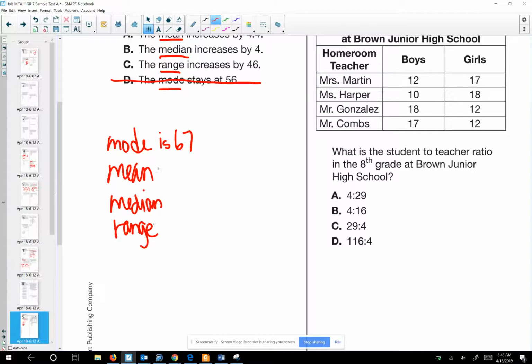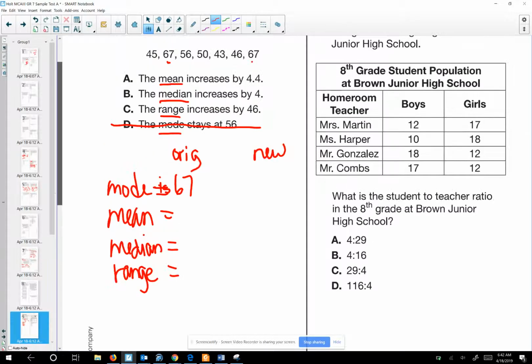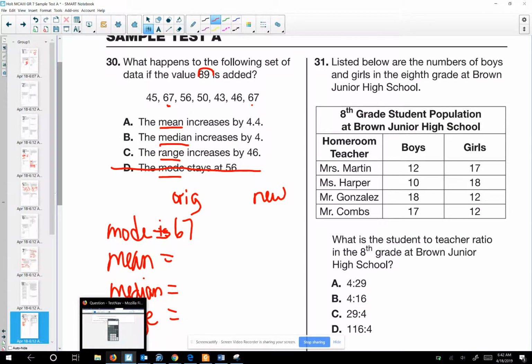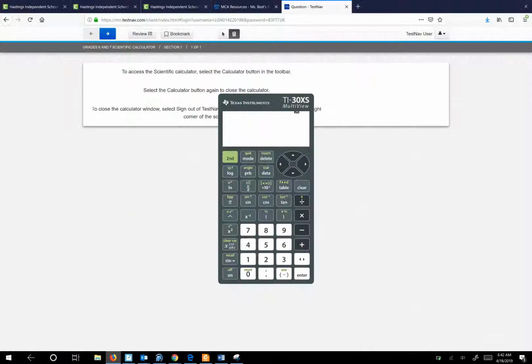So write these down, because what's going to happen is we have our original set of data here, and then we're going to see what changes when we have the new number of 89 added in there. Now, this is a perfect time to go ahead and grab that calculator and put in your data set and use the data function to do that.